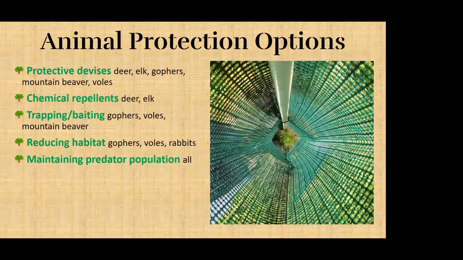Okay, so here we have some animal protection options for you. Sometimes animals can affect tree survival, growth, and the form that seedlings are going to take as they grow. The seedlings can die outright from overbrowsing by deer and elk, or from clipping caused by various rodents, clipping off those branches.